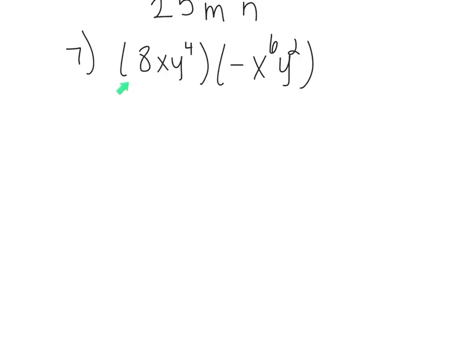This is the last example in the product rule group. 8xy to the fourth times negative x to the sixth y to the second. Without showing any work, we are going to get 8 times negative 1, so it will be negative 8. X times x to the sixth, we'll bring that up to x to the seventh. Y to the fourth times y to the second, we'll add those exponents and get y to the sixth.